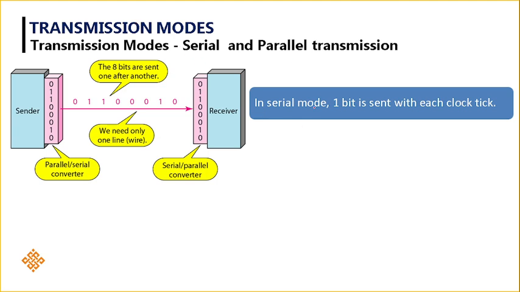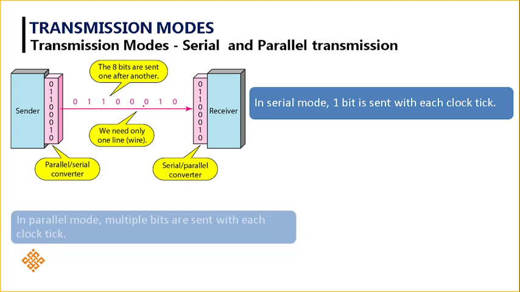In serial mode, serial means one after the other. One bit is sent with each clock tick. That means at a time you can transfer only one bit of data in a channel. Here you can see the sender is having 8 bits. The sender can transmit only one bit at a time in the channel. So it takes 8 clock ticks to transmit the whole 8 bits. However, here we need only one cable. Since we have only one cable, the bits are transferred one after the other in that particular cable.